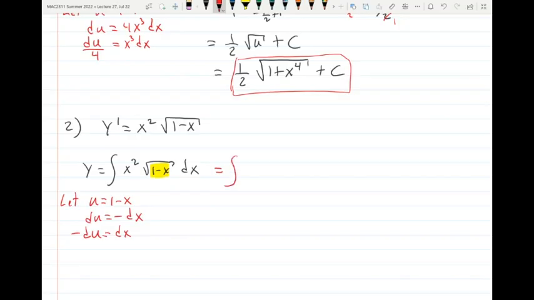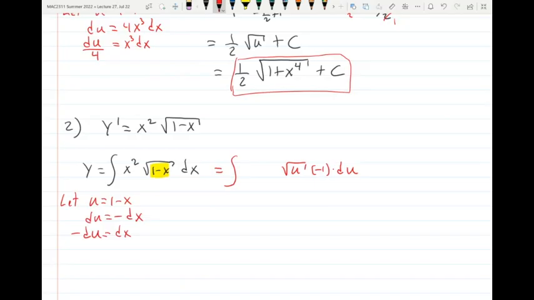So far so good. Let me do this little by little. So far, this is looking like this: square root of u, and then the dx part becomes negative du, okay? So let me rewrite it as -1 times du. Now, why did I leave a space? Well, because we still need to do something about that x squared, okay? So what can we do about x squared?